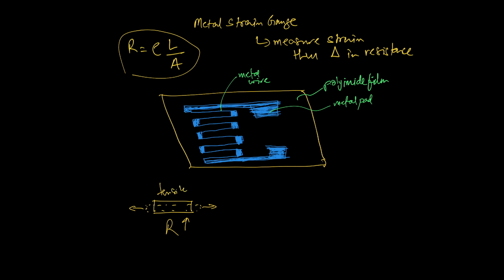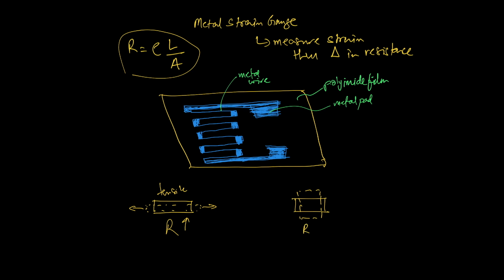And if we have another case where this is the original shape of something and you've applied a compressive force on it and it ends up looking like this, well, now you've reduced the length and you have increased the cross-sectional area.